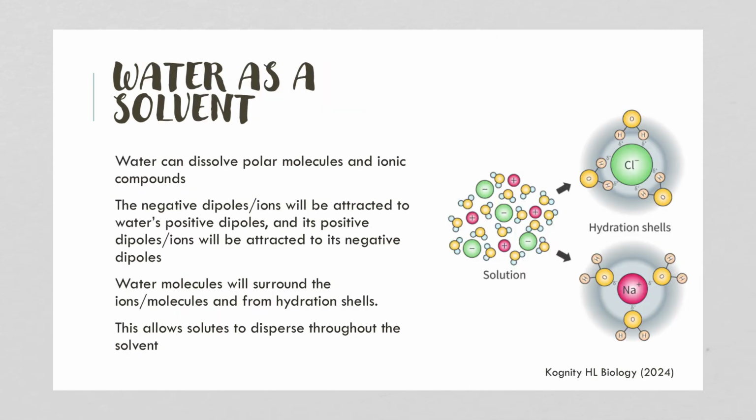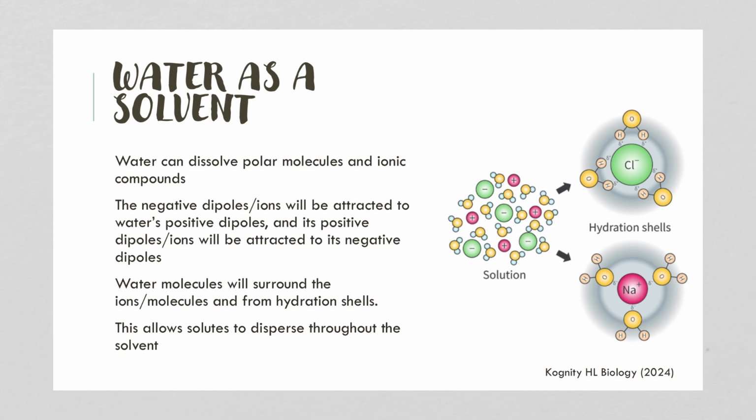Water can act as a solvent, so it can dissolve polar molecules and ionic compounds. The negative dipoles or ions will be attracted to water's positive dipoles, and its positive dipoles and ions will be attracted to its negative dipoles. Water molecules will surround the ions and molecules and form what are called hydration shells, which you can see here. There's one there, and there's another hydration shell there. And that's what allows solutes to disperse throughout the solvent.